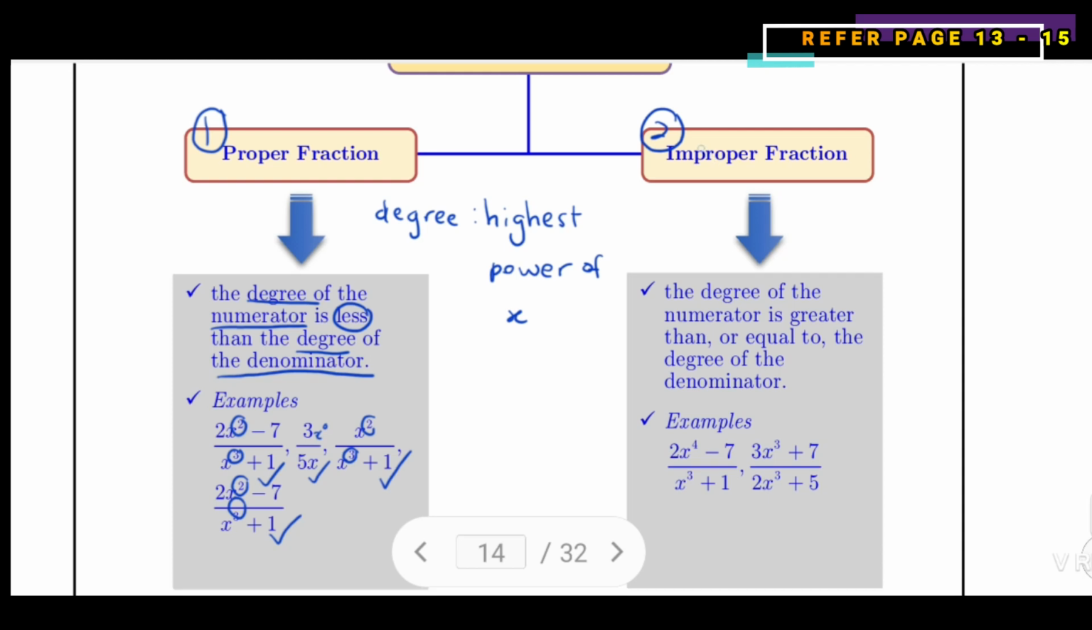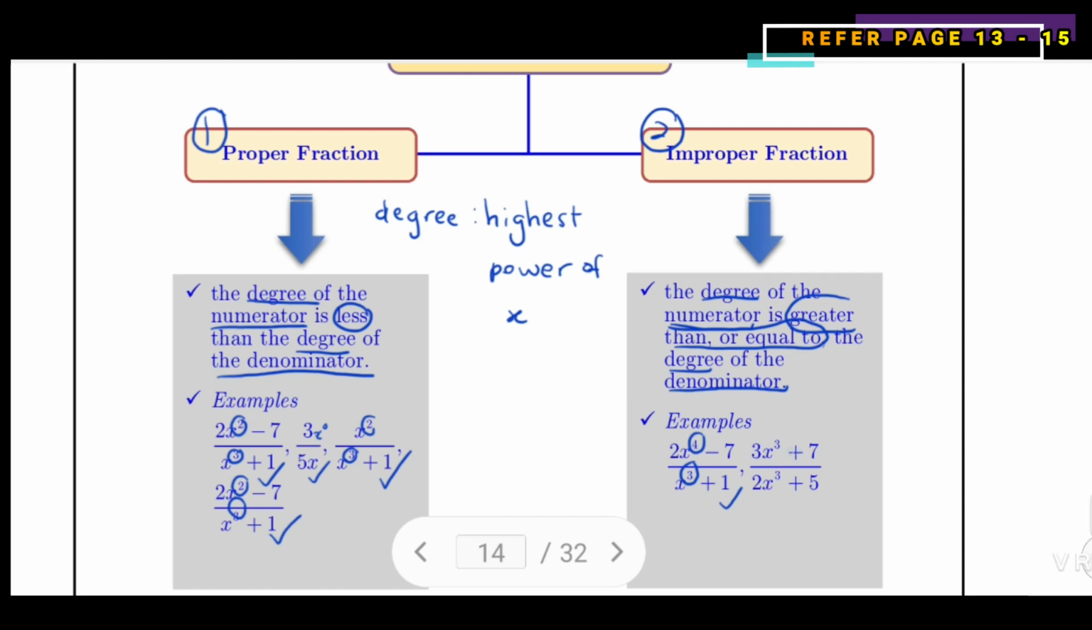Next, we're going to look at the definition of improper fraction. So what is an improper fraction? When the degree of the numerator is greater than or equal to the degree of the denominator. So if you look at the example, 2x power 4, the degree is 4, over x cubed plus 1, the degree is 3. If you can see here, the degree in the numerator is higher than the degree in the denominator. So this is an improper fraction.